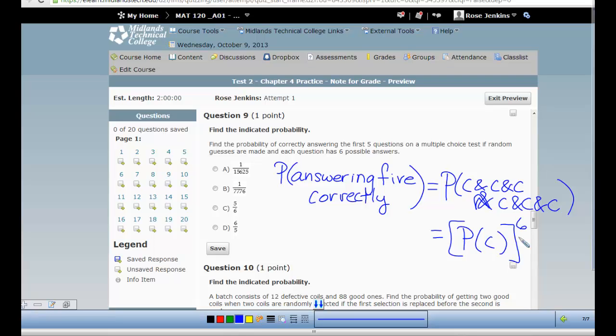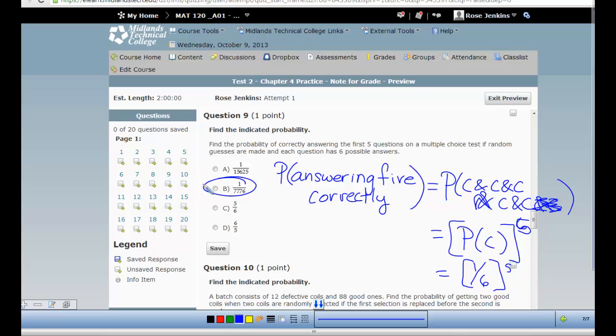So that's going to be probability of correct to the 5th power, and the probability of answering correctly is 1/6. So we get 1/6 to the 5th power. Which comes up to what? Very good. So we used our multiplication rule to get that.